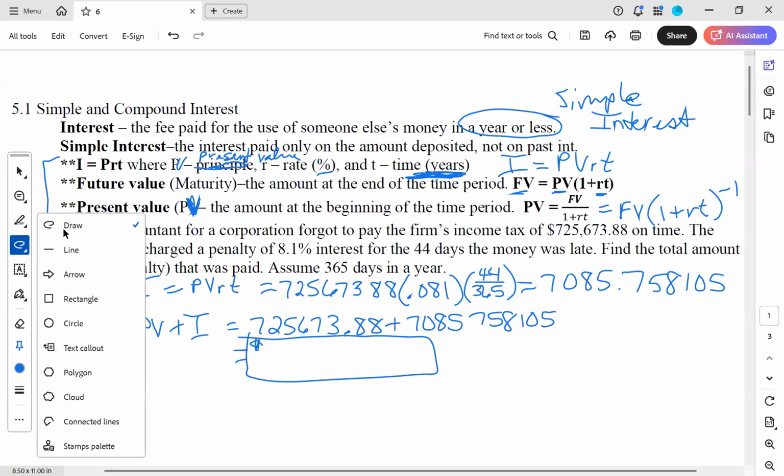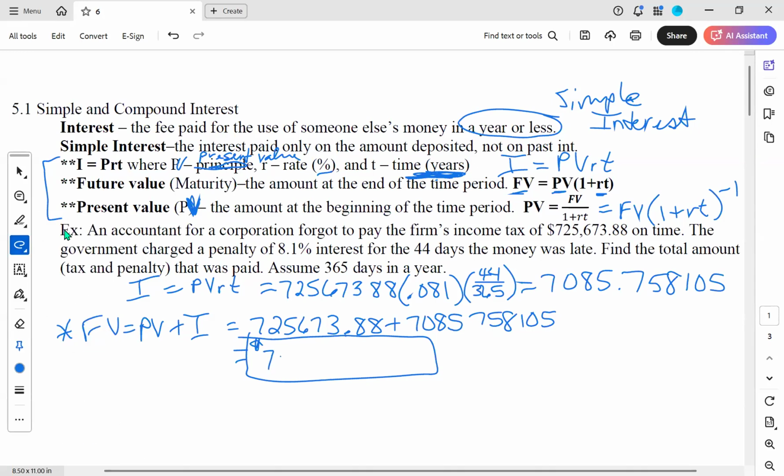Okay, sorry about that. I was misreading a number. That's $732,759.64. So this is the total amount that they paid for tax and penalty. The tax amount that was there was actually just the $7,085.76. That's where we'll need to round there.